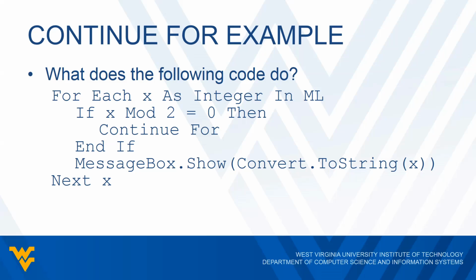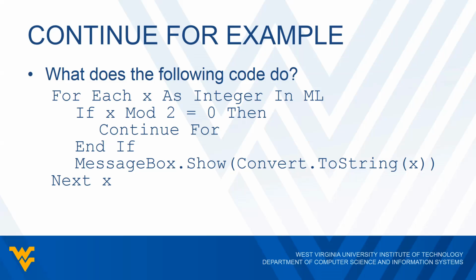All right, let's look at what's going on inside of here. We have our for each loop, and we're still using our list of integers from before, list ML. x is the variable that we're using in this for each loop. So then we have an if then statement inside here that says if x mod 2 equals 0. So if you remember, what that means is we're checking to see if the remainder of x divided by 2 is 0. Another way we could think of that is we're checking to see, is x an even number?